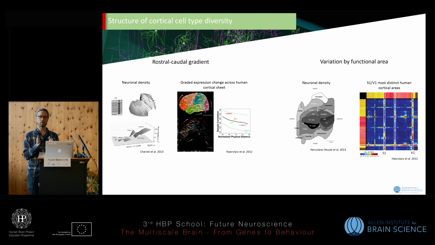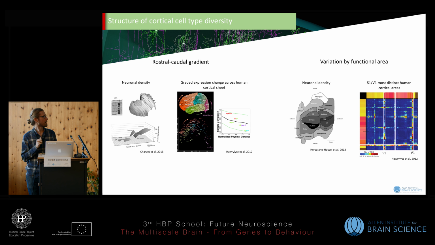And one result from that was showing that two cortical areas that are very close to each other on the cortical sheet also have more similar expression profiles than two areas that are very distant. And that this is a fairly smooth fall off with distance between different cortical areas. On the other hand, other work has suggested more of discrete changes by functional region.